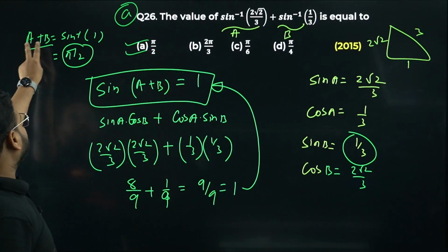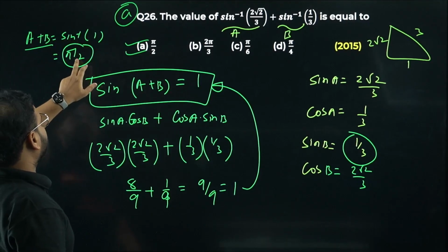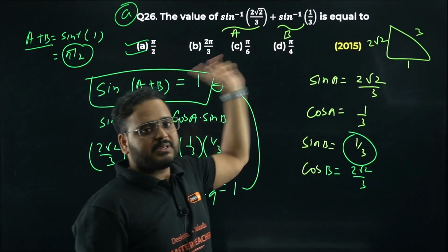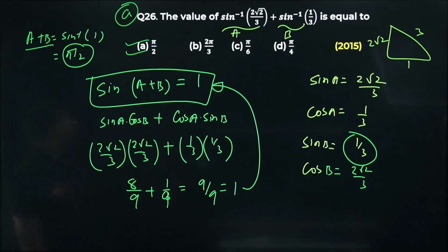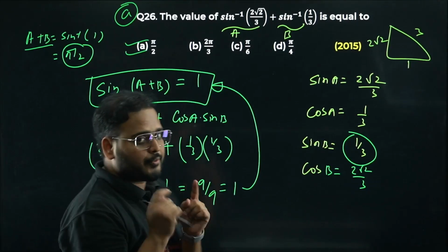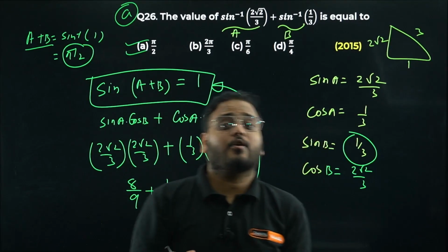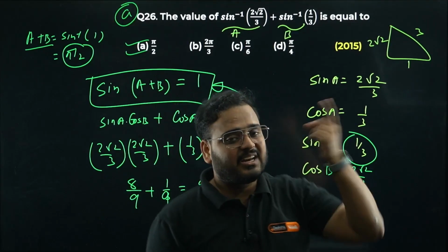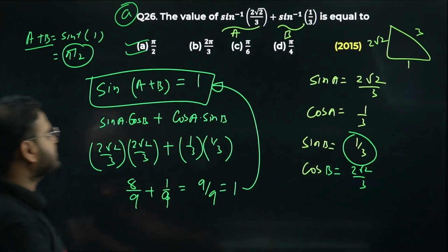Please check. I got sine inverse of 1 as pi by 2, and I have the A plus B value as pi by 2. A plus B is coming as pi by 2. Option A. Done. Question number 26 is done. It's a very good question. You have to apply your concepts to get these answers. Again, formulas from PU1, sine A plus B.